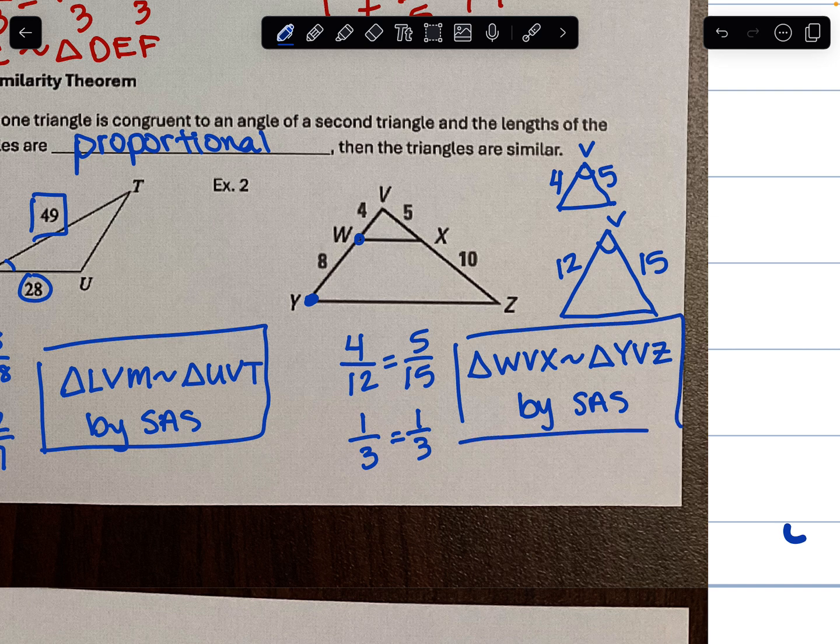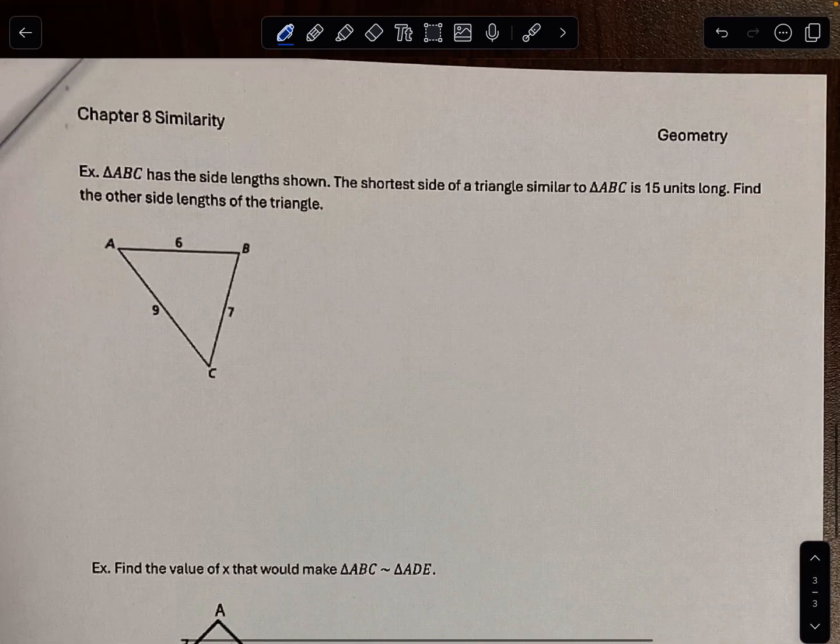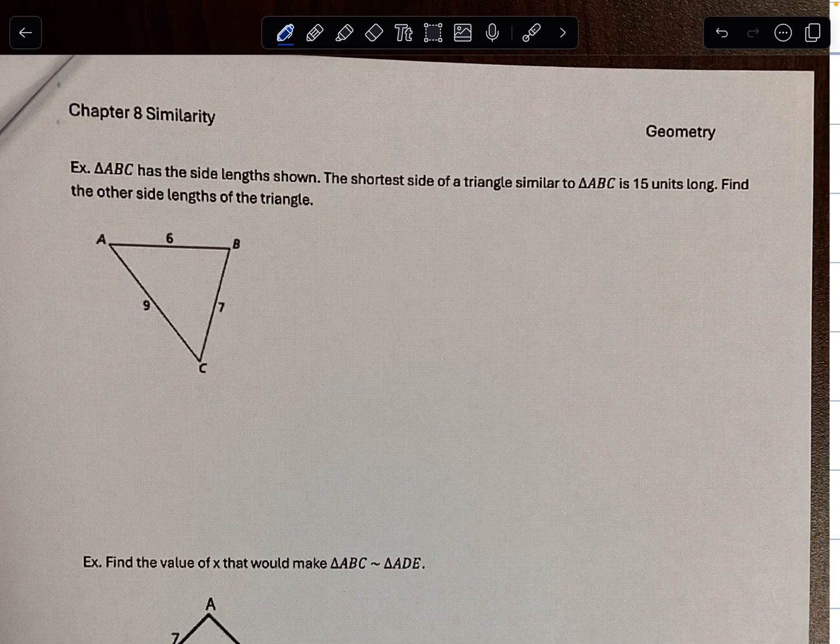Okay, all right, let's look at just a few on the back real quick, and then I'll let you go. So it says triangle ABC has the side lengths shown. The shortest side of a triangle that is similar is 15 units long. So what we're going to do is we're going to draw a triangle that is similar to the one shown, okay? As similar as you can make it. So just draw a triangle right next to it. If it doesn't look exactly the same, it's okay. We're going to pretend it is.